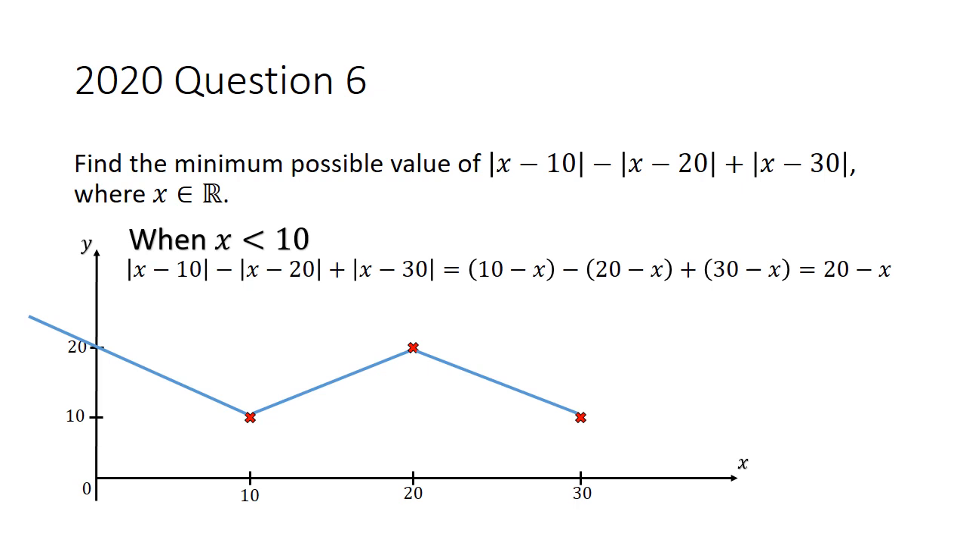Similarly, for x greater than 30, I can do the same thing. In this case, when x is greater than 30, all the modulus functions will be acting on positive things. Because if x is greater than 30, something greater than 30 minus 10 would still be positive. So I can just remove all the modulus brackets, and I will just get a function x minus 20. So it will be a straight line graph with a positive gradient as shown on the right. So we can see that the minimum possible value is 10.